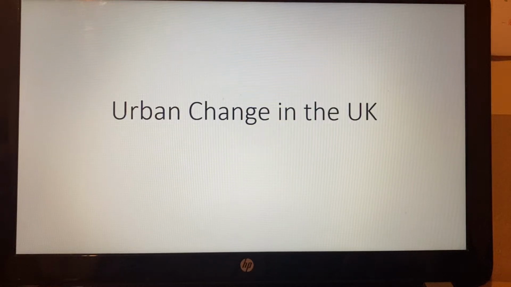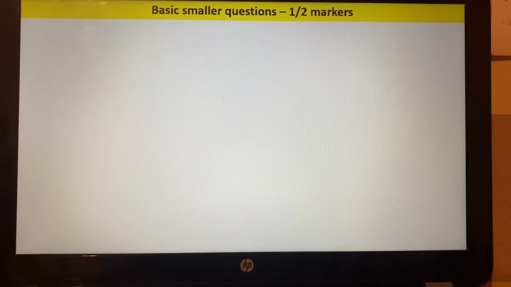So let's have a quick look at urban change in the UK. That's section A in the exam, where there are questions that can often come up around Bristol and other UK areas you've studied. Smaller based questions.